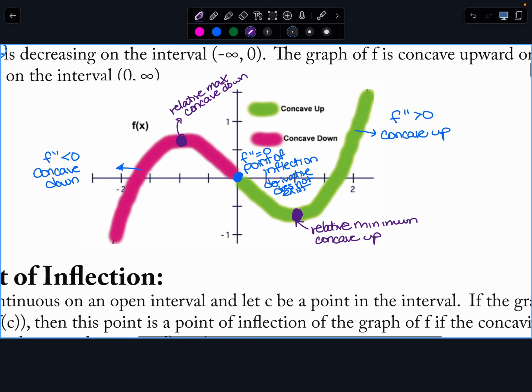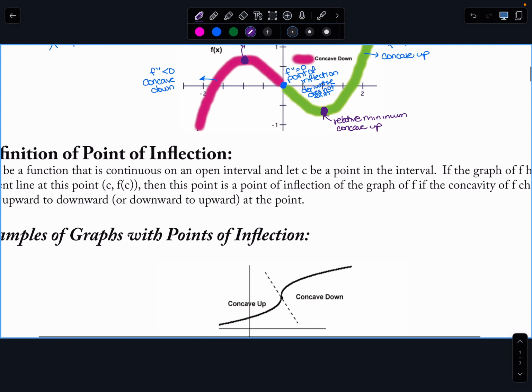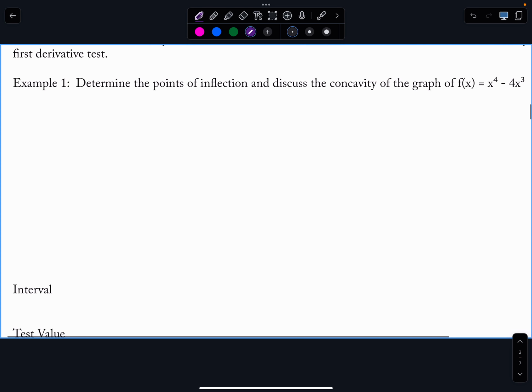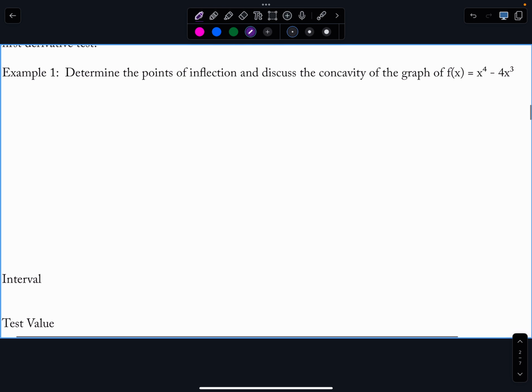Okay, so when I look at examples, there's a lot of pictures and stuff. But when I look at an example and I want to find points of inflection and concavity, we'll first just take a few derivatives. Now, the whole idea of relative mins and relative maxes and using that second derivative is actually called the second derivative test, which is in the second example. So if I want to determine points of inflection, step 1, I'm going to take a first derivative. So I want f prime of x.